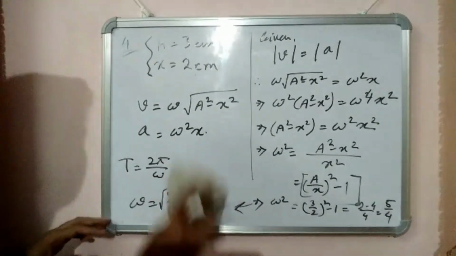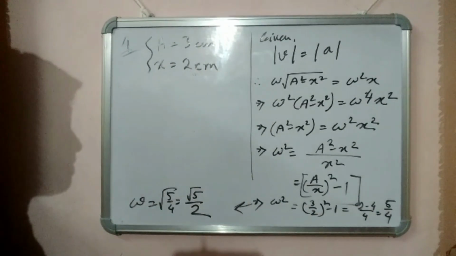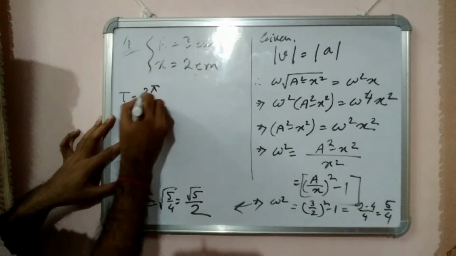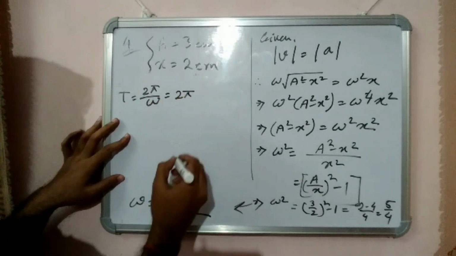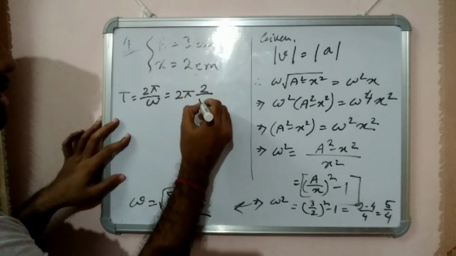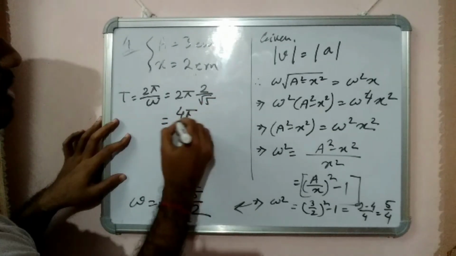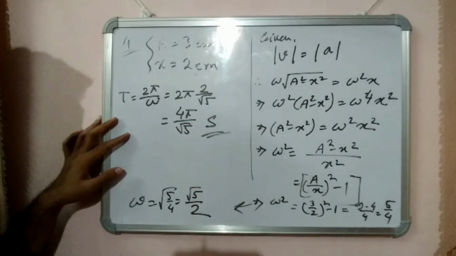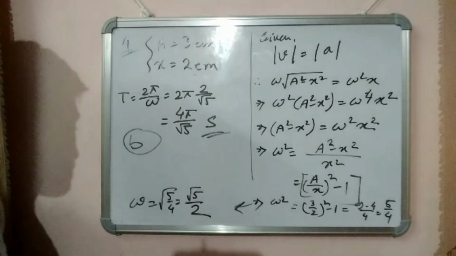So what will be the time period? Time period is equal to 2 pi by omega, is equal to 2 pi into 2 by root 5, and is equal to 4 pi by root 5. And second, this is the important unit, you have to write the unit. So the option B is the correct answer.